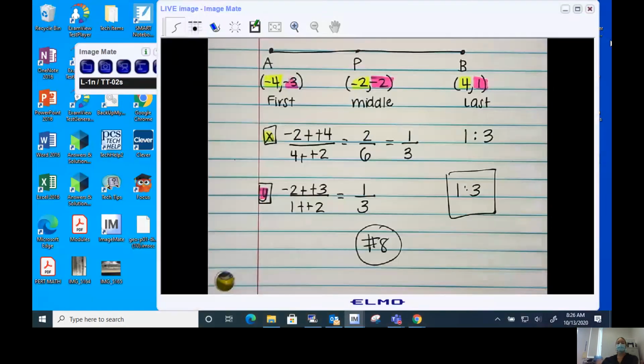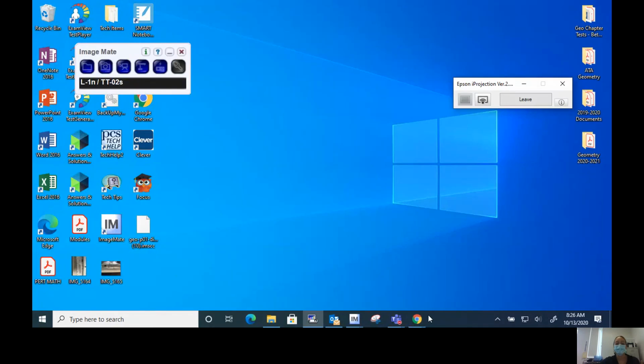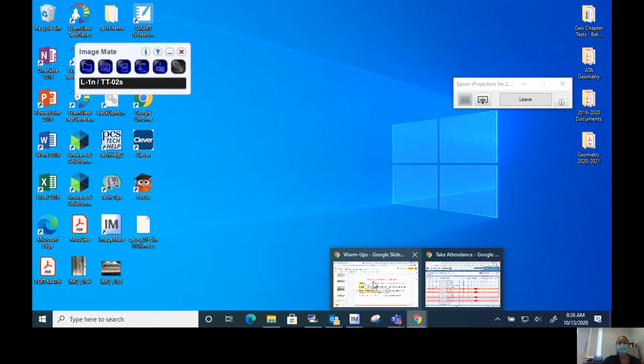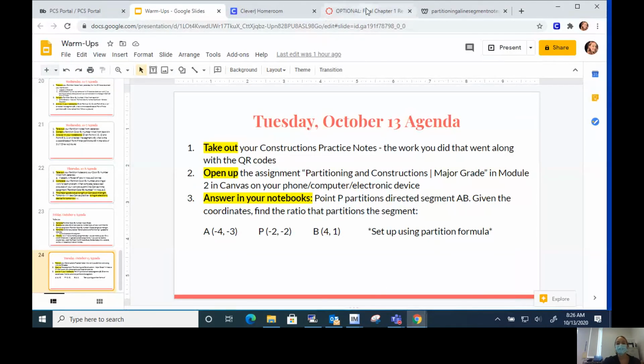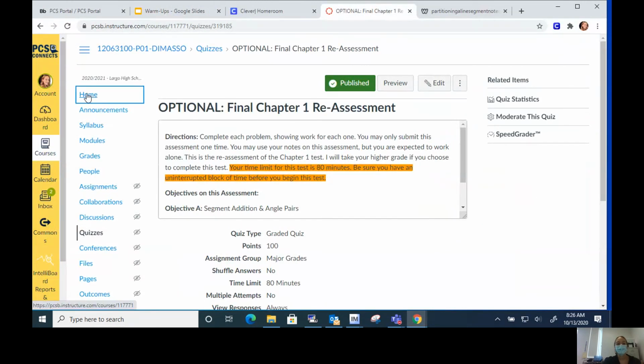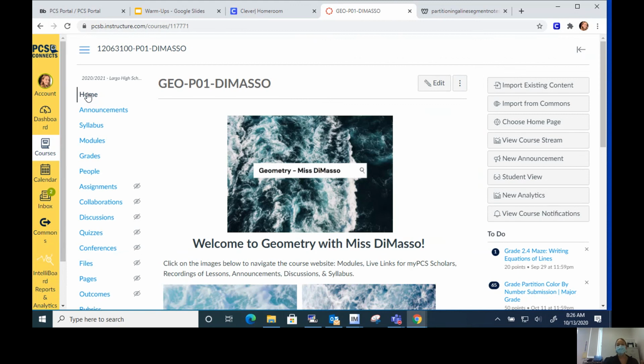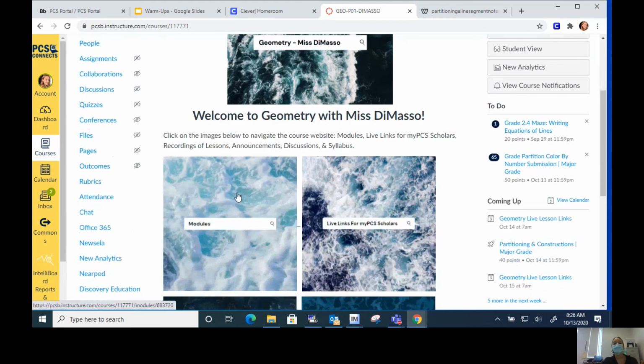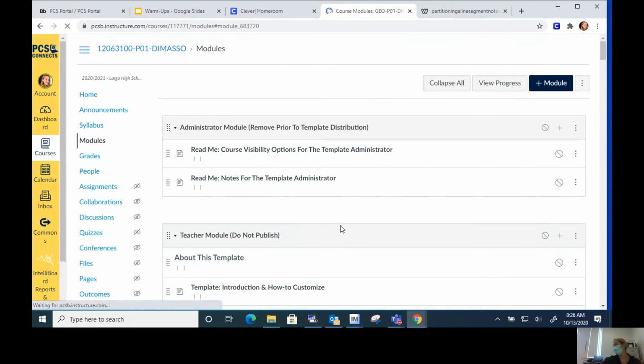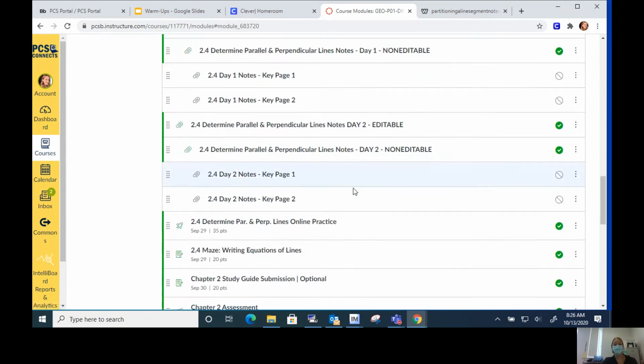All right, now what I need everybody to do is get yourselves logged into Canvas right now. We're going to take our major grade here online, a little Canvas practice. I'm going to give you a moment to log yourselves in. You're going to go into modules, and you're going to go all the way to the bottom of module 2. That's where our page is going to be.